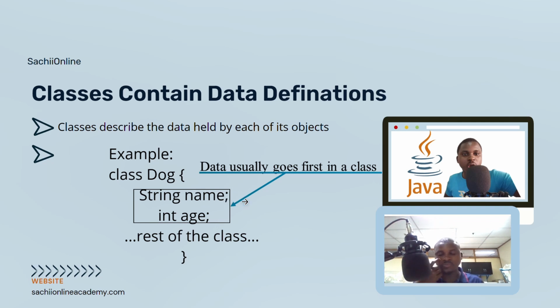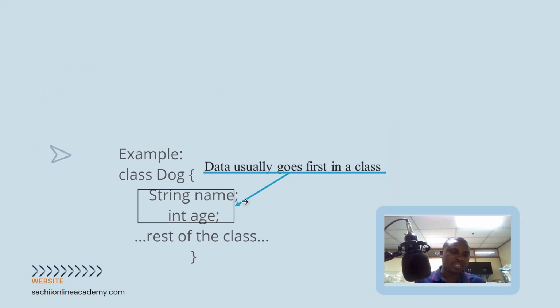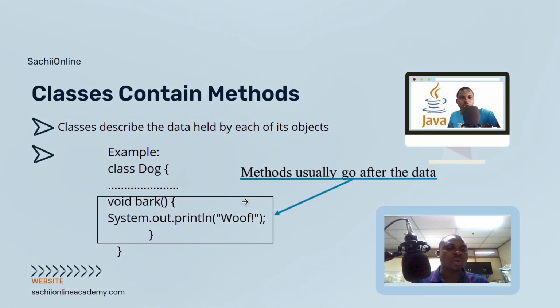So data usually goes first in the class. Before putting anything, we put the data first, and we call it the instance variable. Mostly these are instance variables because they are instance specific. We are just going to dive deeper later. Also a class contains what we call methods. If you've done C programming, those that we refer to as functions, we refer to as methods. It's just the terminology here. So classes describe the data held by each of its objects, and also they contain what we call methods.